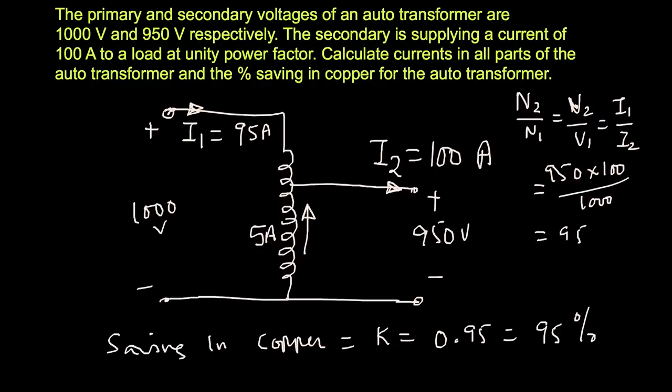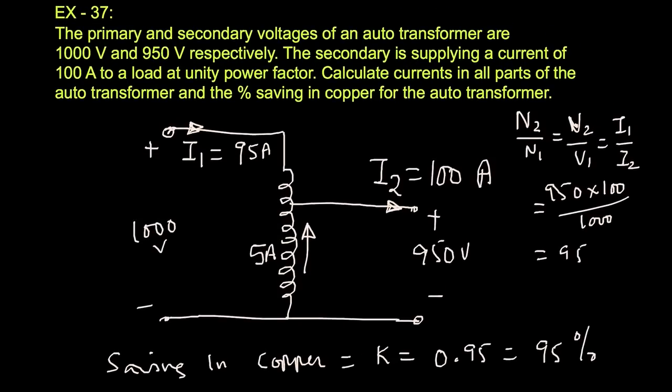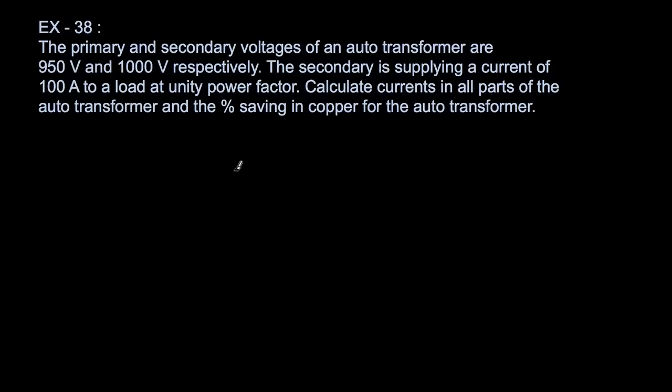All right. So now let's continue and look at one more problem. This is example 38. You notice that everything is exactly the same, the only difference is that the primary and secondary voltages are reversed. So this is now a step up transformer. Earlier we studied a step down transformer. So let's again draw the diagram for that.